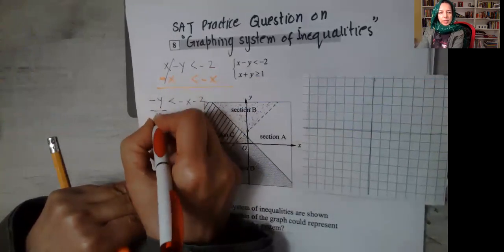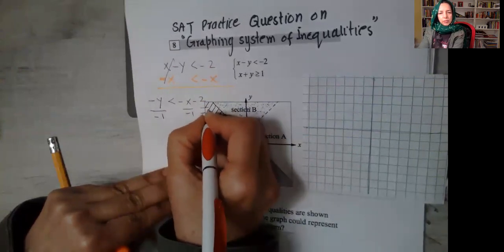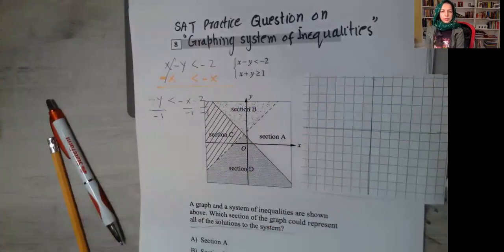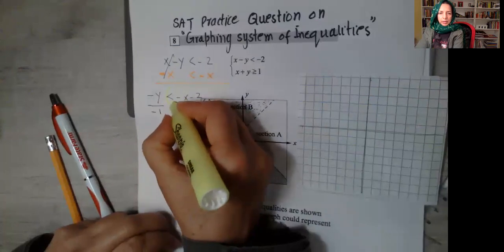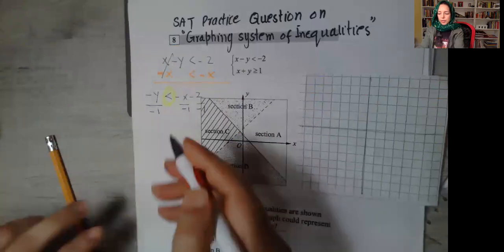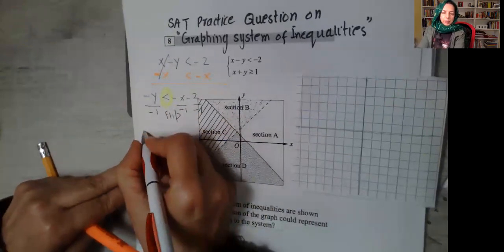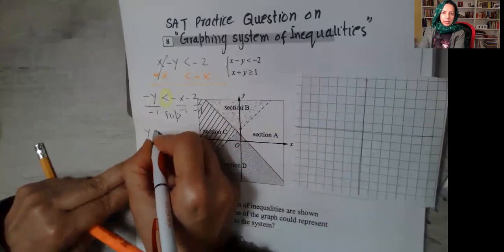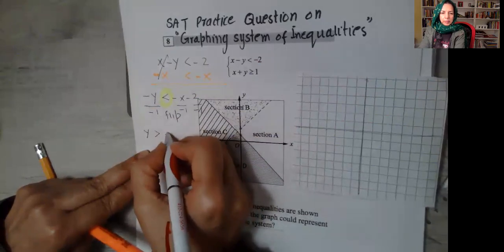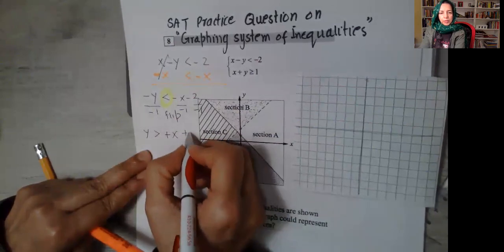And then you're going to divide by negative 1 to make it positive. And the rule is when you divide by a negative sign, it's going to impact our inequality sign, because if you divide by a negative, the inequality sign flips and it's going to become greater than. So the new inequality is going to be y is greater than, negative divided by negative gives you positive, x plus 2.